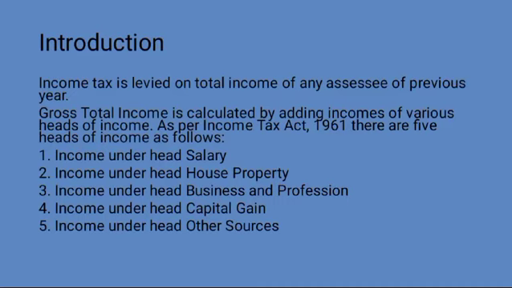Then we have capital gain. Any profit and gain that arises from sale of capital asset are calculated under the head capital gain. Last head is other sources. The incomes which do not come under any of the above heads are calculated under this head. For example, winning from lottery, puzzles, interest received on bank deposits, dividend, etc.